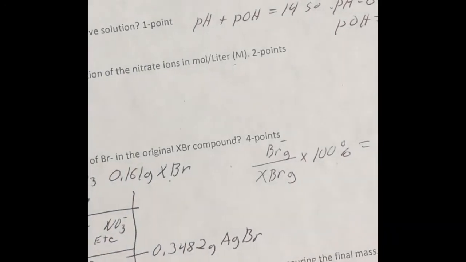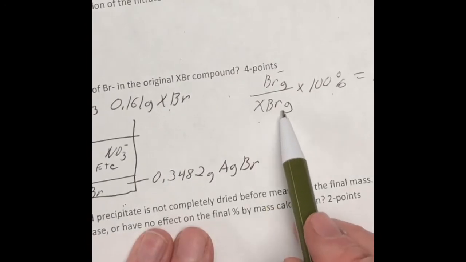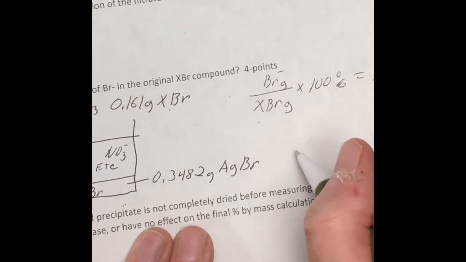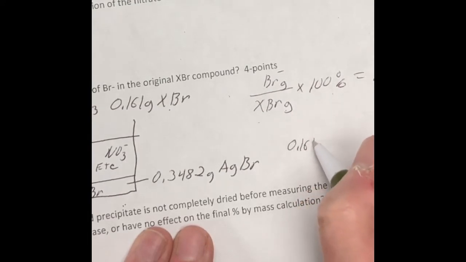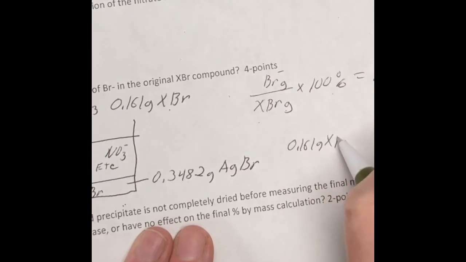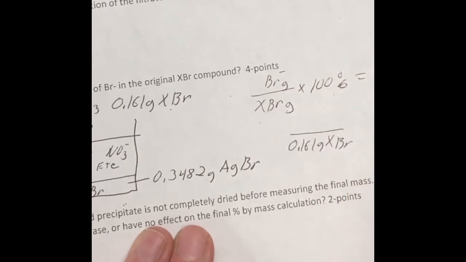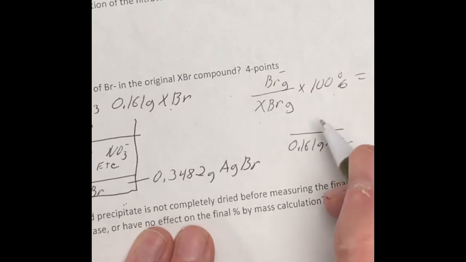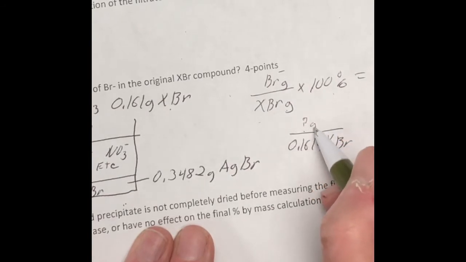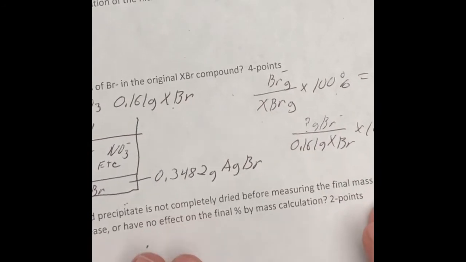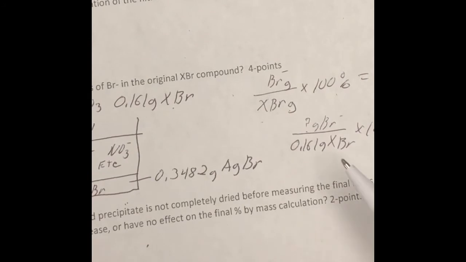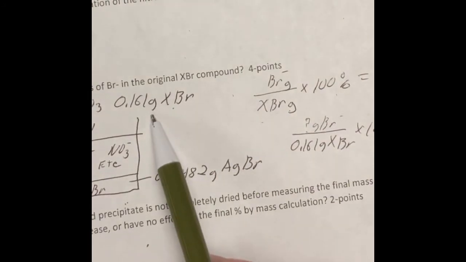So notice here, we have this value already. So let's write it here. You have 0.161 grams XBr. So really all we need to find is this gram quantity of the Br minus, and then simply times it by 100 and we're done. Well, let's see what we're given here. So we're using this quantity already.